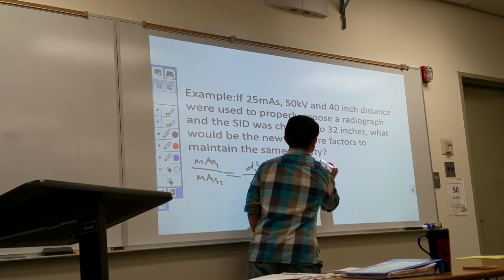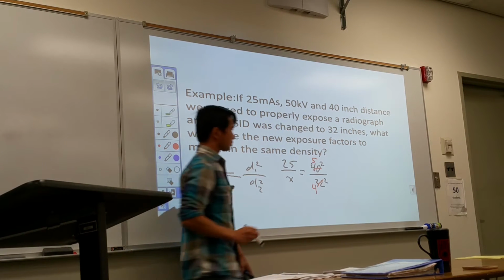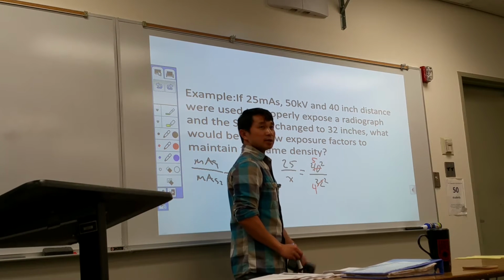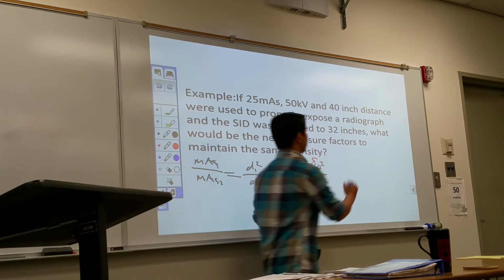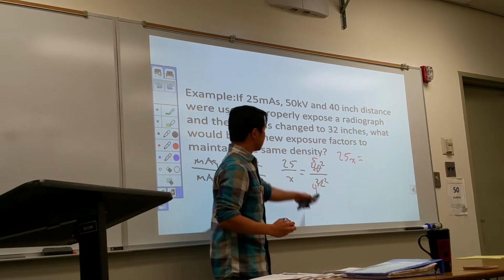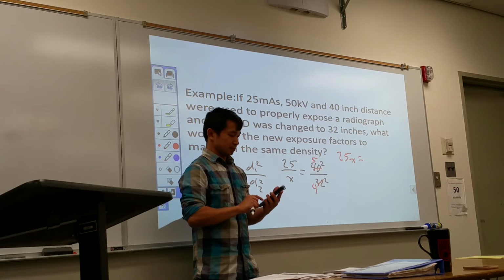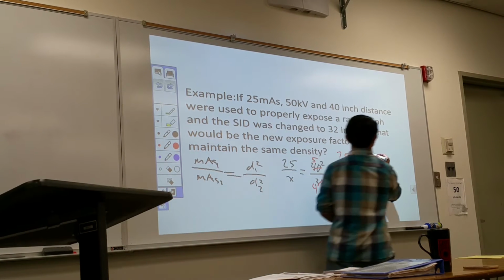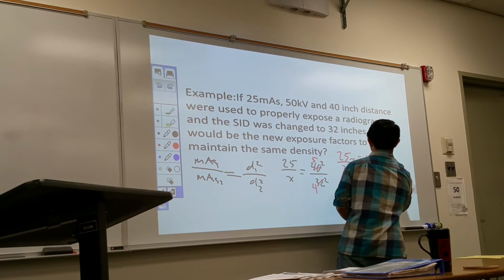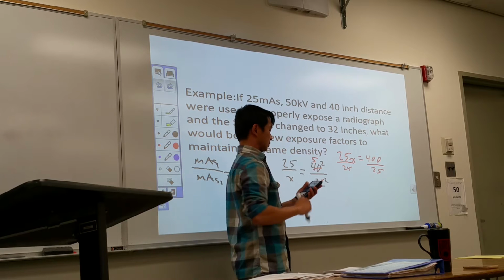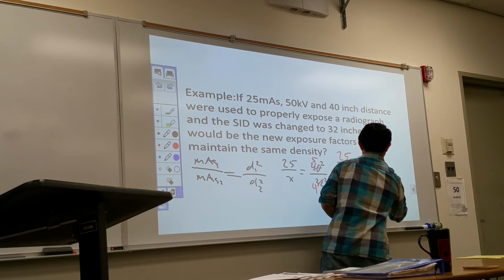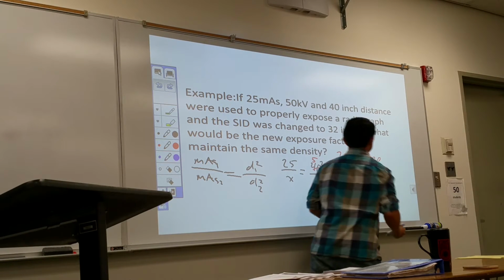So this will be 5 and this will be 4. 5 squared is 25, 25 multiplied by x, it will be 25x. 4 squared is 16, 16 times 25 is 400. Divide both sides by 25. So finally, it will be 16x.